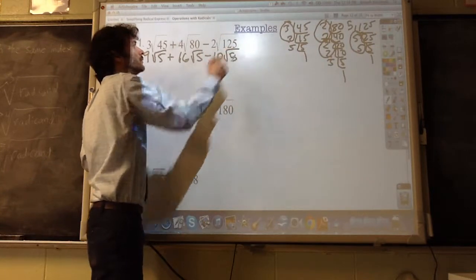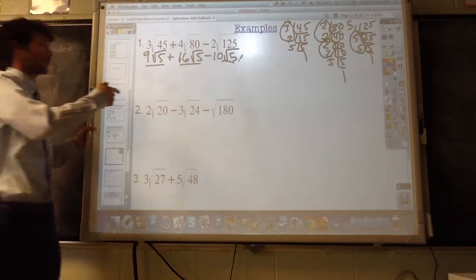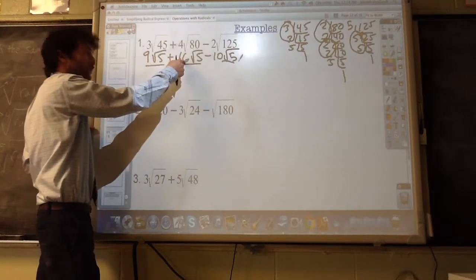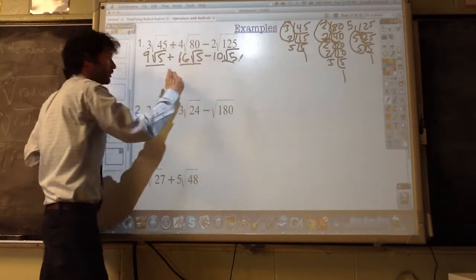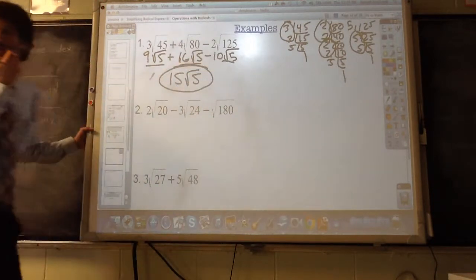And what goes back inside? The 5. They're all like terms. It looked like none were, but they all are. So 9 plus 16 is 25, and 25 minus 10 is 15. 15 times the square root of 5 is my final answer.